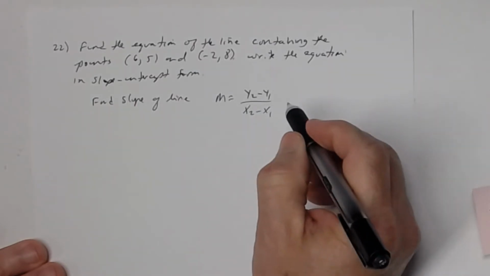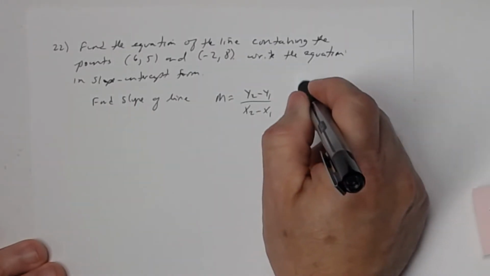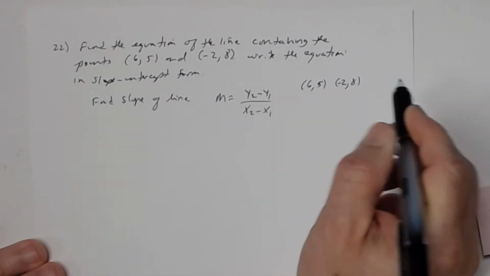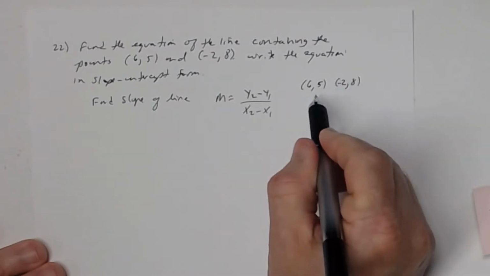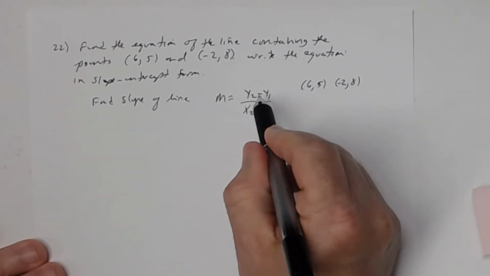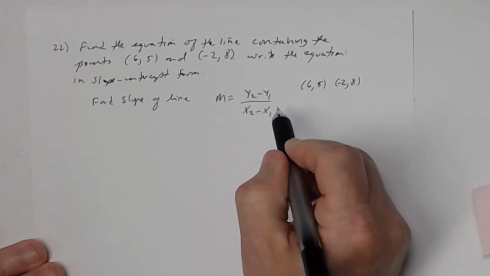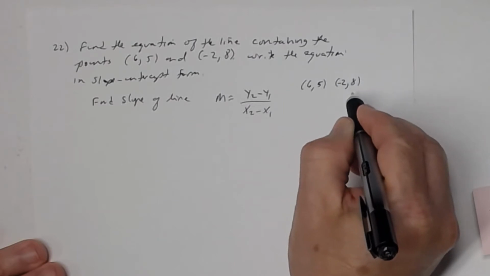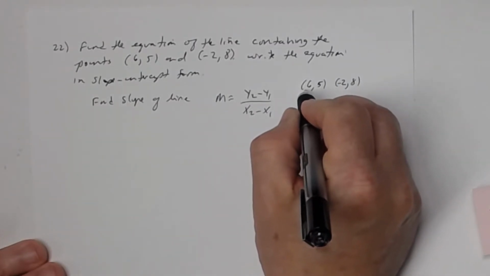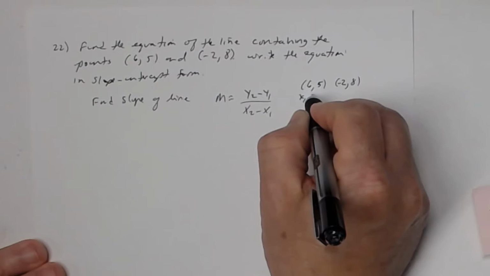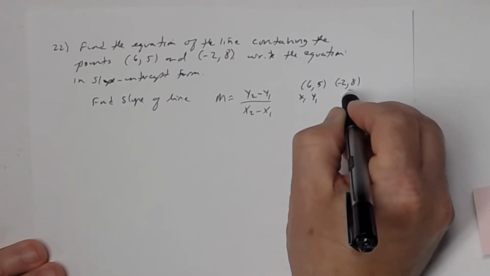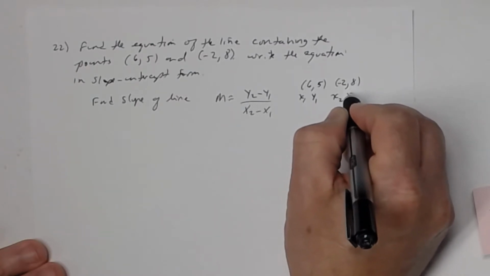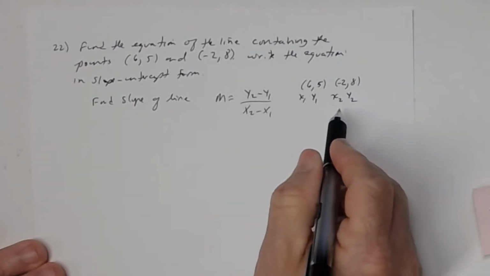All right. Okay, so let me go ahead and rewrite the points. So my points are 6, 5, and then negative 2, 8. Sometimes it helps to label the points using these subscripts here, y2, y1, x2, x1. So if this is my first point and this is my second point, then I'm going to denote the 6 as x1 and the 5 as y1. In the second point, I'm going to denote the negative 2 as x2 and 8 as y2. And then we're going to substitute.